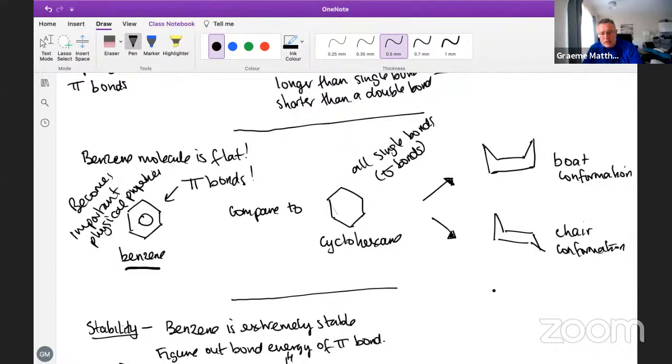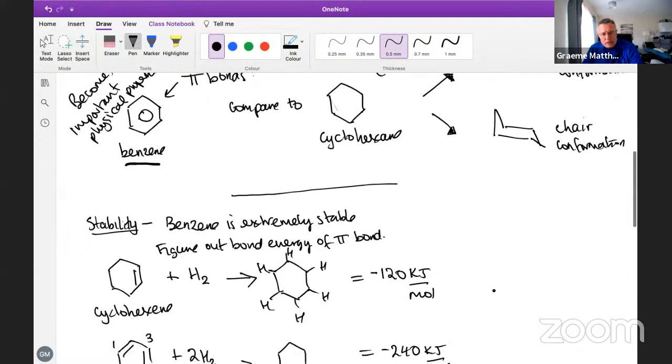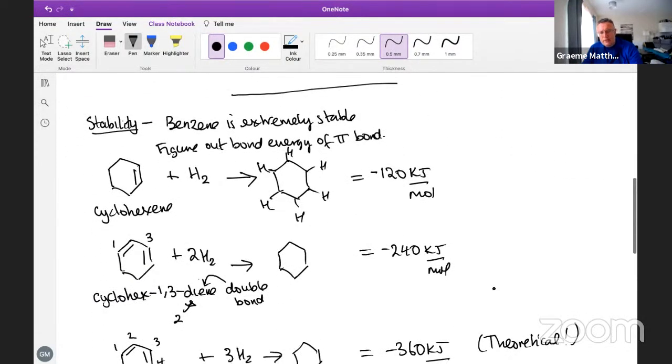Now, the next thing that they're going to ask you about is the stability of benzene. Now, this one, you might look at it and go, I don't know. But on the other hand, you might think, yeah, okay, I get it. So for example, cyclohexene is a six-membered ring with a double bond in it. And you can hydrogenate across the double bond. You can add hydrogens across that double bond. And when you do, you go back to cyclohexane, and the energy released is minus 120 kilojoules per mole.